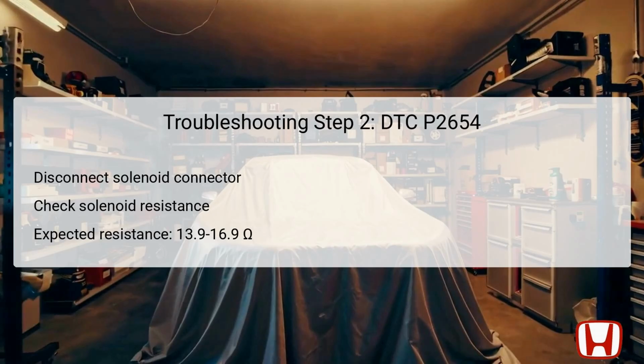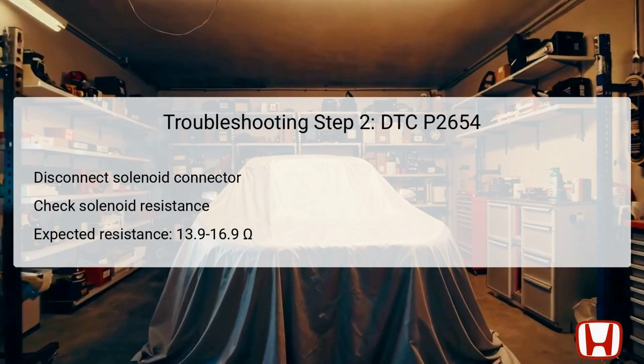This step establishes a baseline for further investigation, confirming whether the issue lies within the solenoid circuit or in another component. The next step in troubleshooting DTC P2654 is to disconnect the rocker arm oil control solenoid connector. This provides access to measure resistance in the solenoid itself. Using a multimeter, inspect the internal circuit of the solenoid by checking its resistance. Under normal conditions, the resistance should fall within the range of 13.9 to 16.9 ohms at room temperature. If the readings are outside this range, it indicates a potential malfunction in the rocker arm oil control solenoid, which could lead to the high voltage signal detected by the PCM.